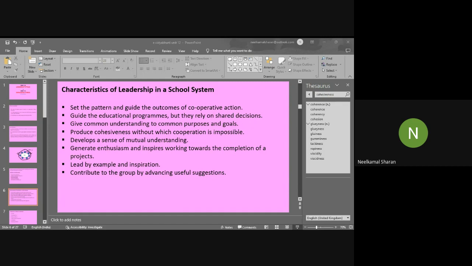So it is very important for the leader in a school system that he or she should set an example and inspire the members of the group. Next important characteristic is to contribute to the group by advancing useful suggestions. How does the leader in a school system contribute to the group? By advancing useful suggestions. They provide useful suggestions to the group, and this is their contribution towards the group. So these are the characteristics of leadership in a school system.